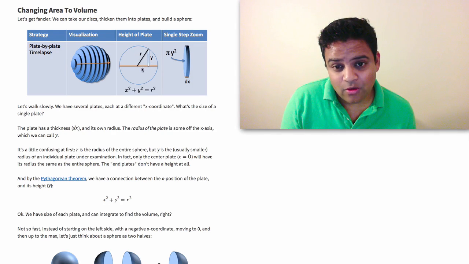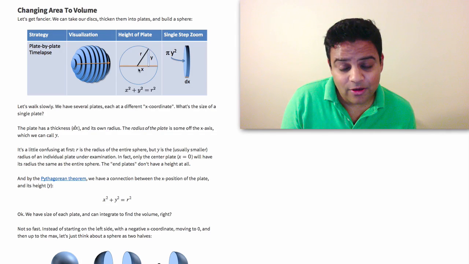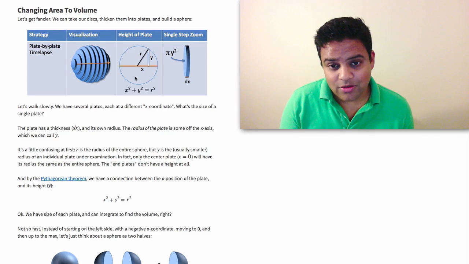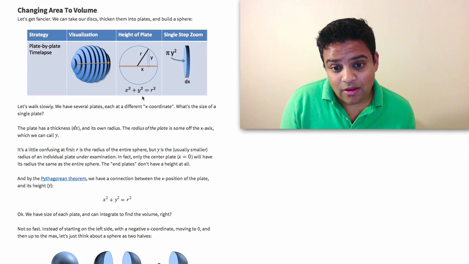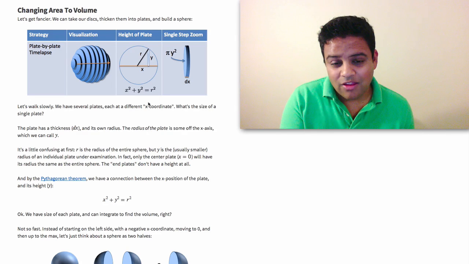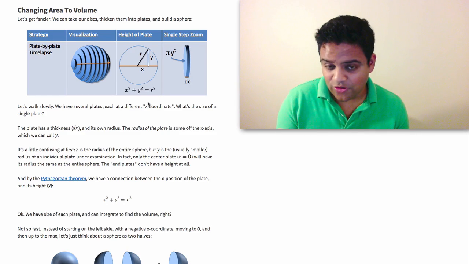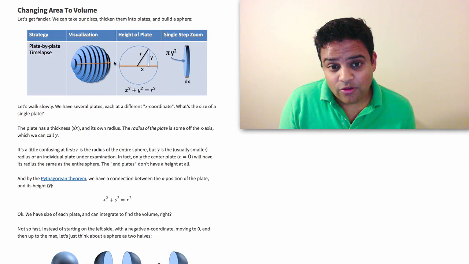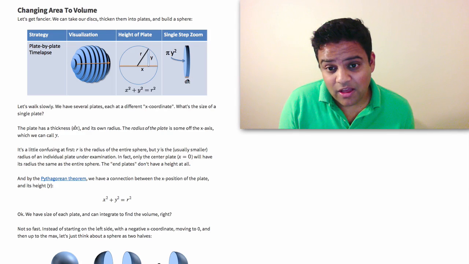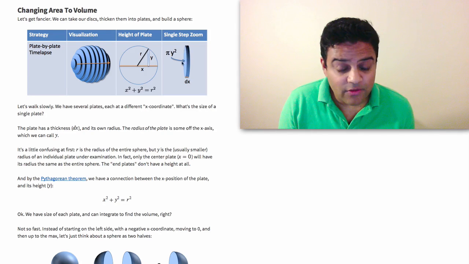And this is just the Pythagorean theorem. We have our width, we have our height, and then we have the hypotenuse, the diagonal. And using that, we can rearrange and get the height as the square root of r squared minus x squared. It's a little bit easier to follow in the actual post, but we can just talk through it. So what we have is each plate has a thickness of dx and some kind of height, right?